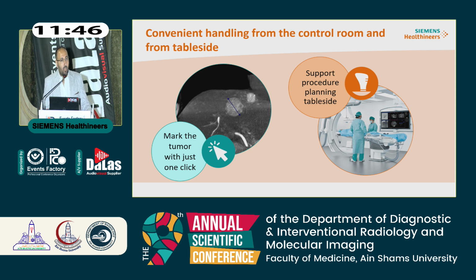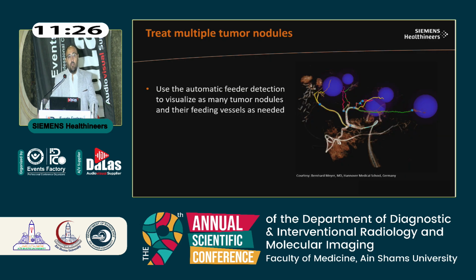Here we can do our steps from the table side or from the control room. We can do it in both. We just need to mark the tumor we are going to treat, and the system will automatically calculate all the possible feeders for these vessels and connect them to the tip of the catheter. Here's another question: how many lesions can we do by using this software? And the answer is unlimited lesions, or as many as we can. Because every time the system will calculate, according to the lesion we choose to treat, the feeders we are going to navigate.